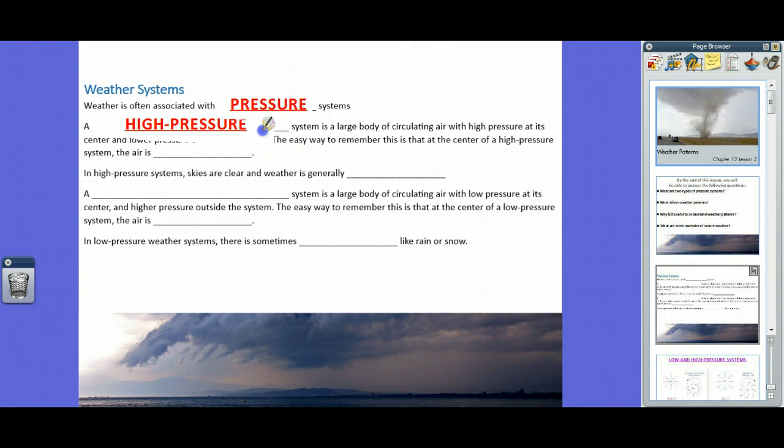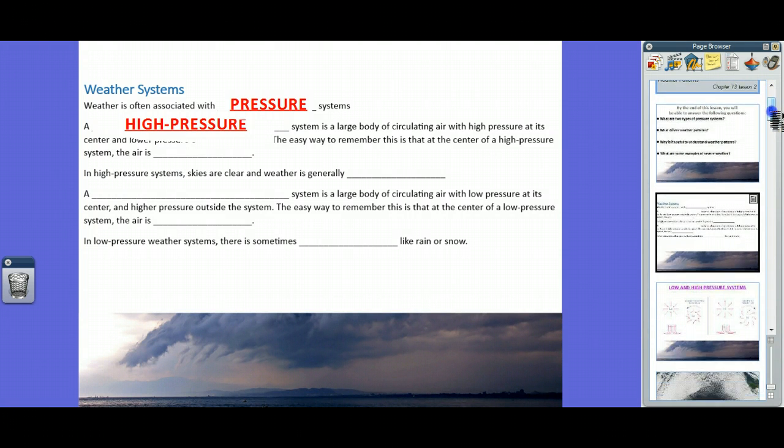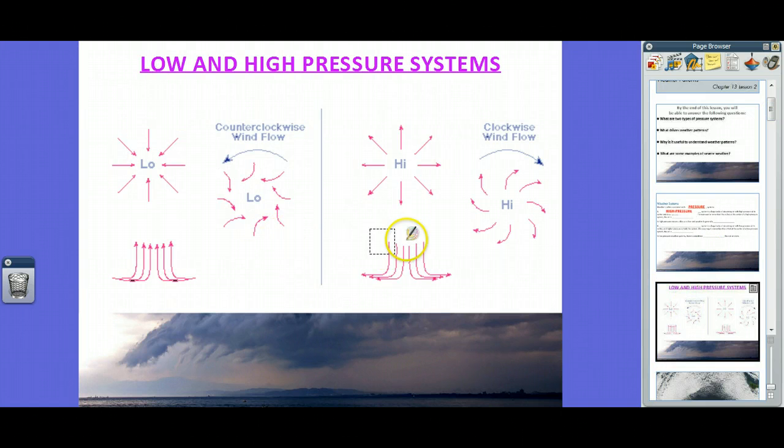A high pressure system is a large body of circulating air with high pressure at its center and lower pressure outside the center. What ends up happening is at the very center of it, you will have high pressure air right here, and it's pushing down, and lower pressure air goes out. High pressure air pushes down from above. It's kind of a downdraft. It pushes down, and it goes in a clockwise motion in the northern hemisphere, but counterclockwise in the southern hemisphere.